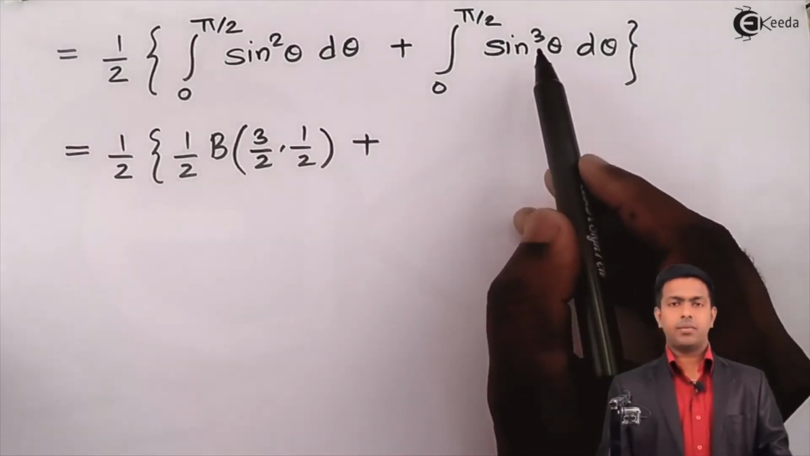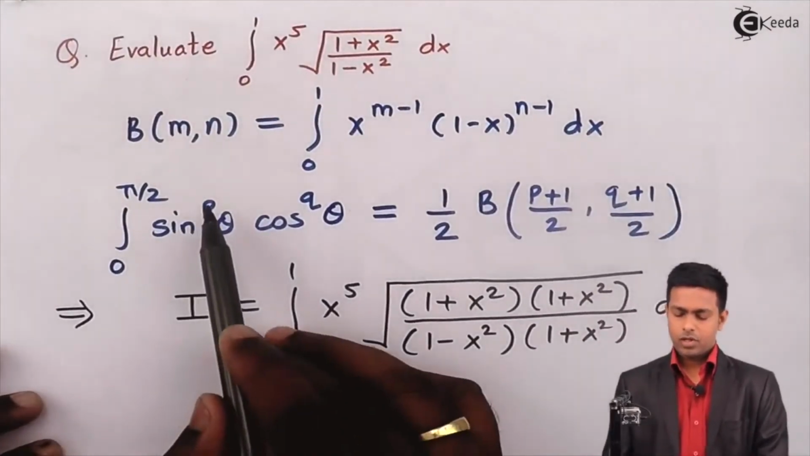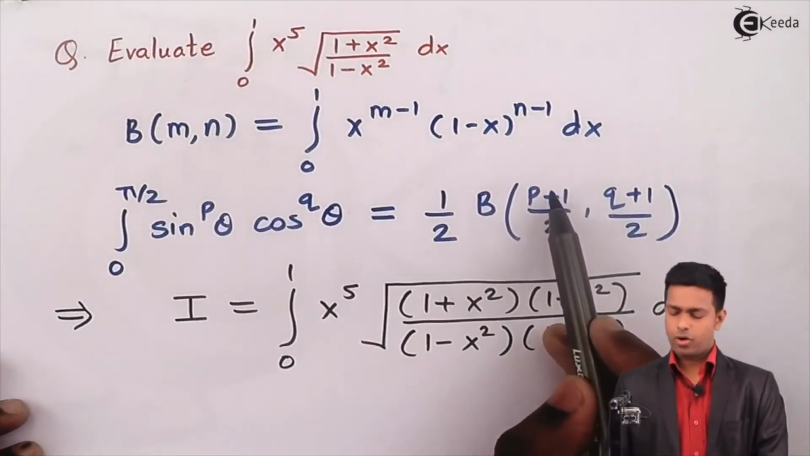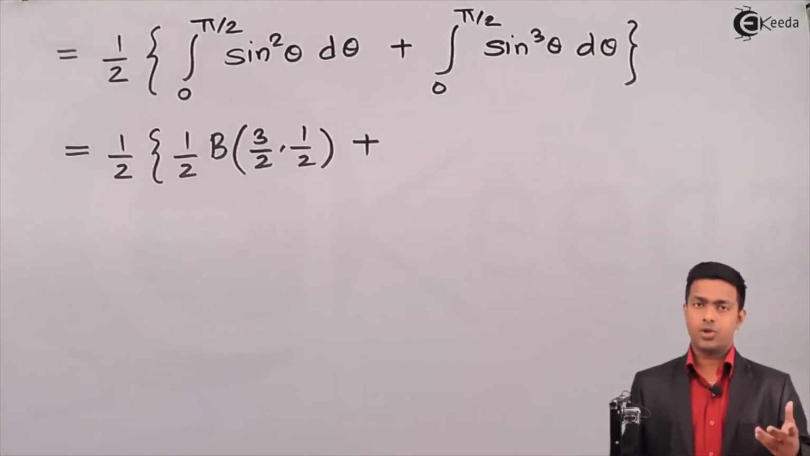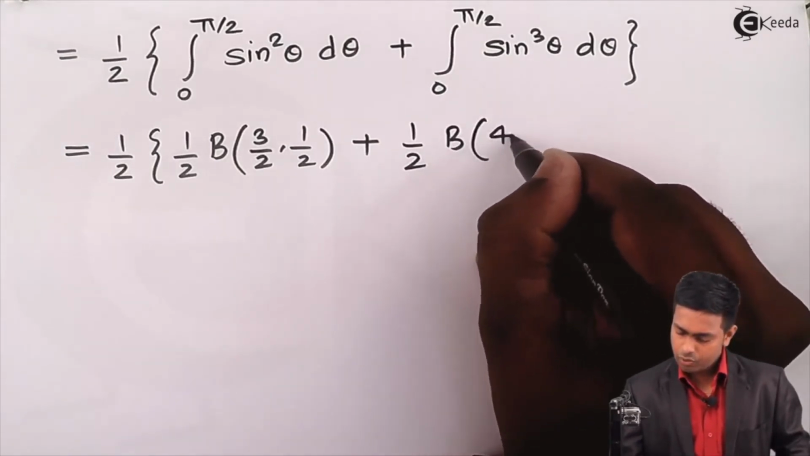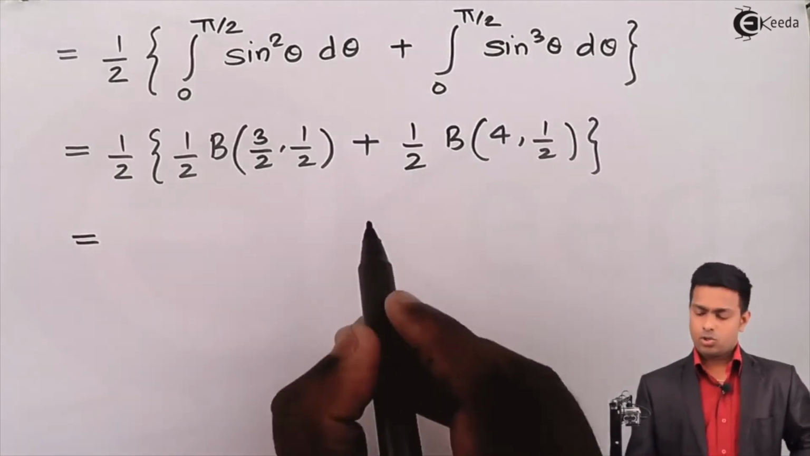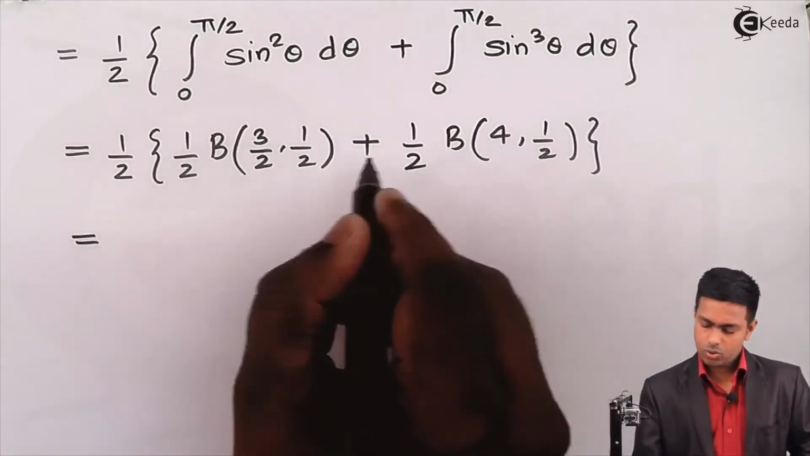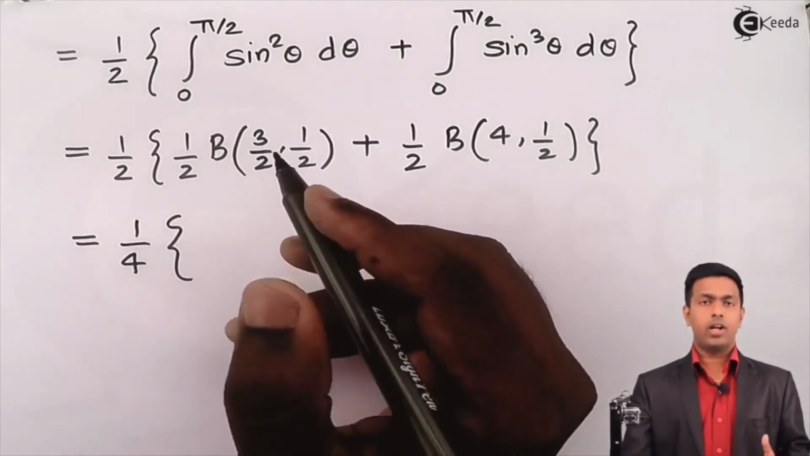Now let's see the second term. Here the value of p is 3. So 3 plus 1, that is 4 upon 2, which is 2, and here 1 upon 2 since q is 0. So 1 by 2 beta 4 comma 1 by 2. Now let's solve it. So I'll take 1 upon 2 outside. So 1 by 4 inside the bracket.